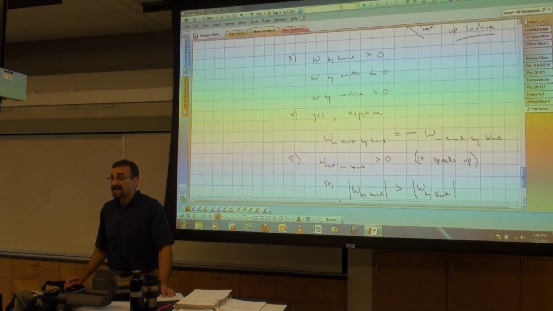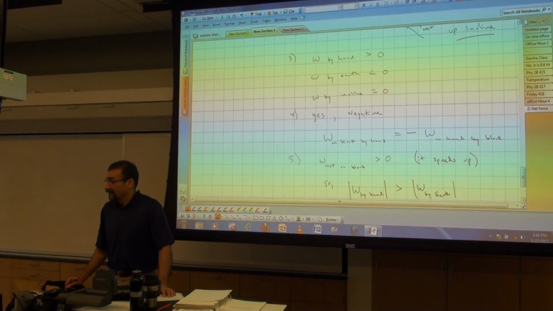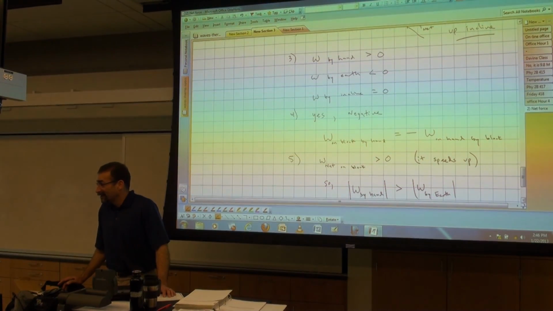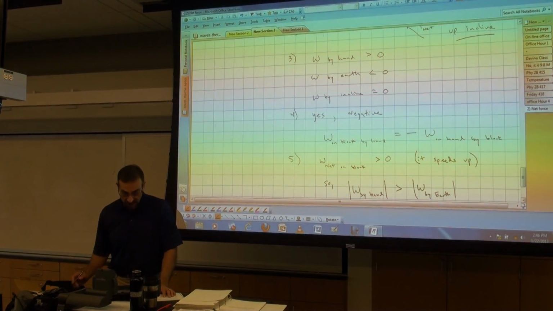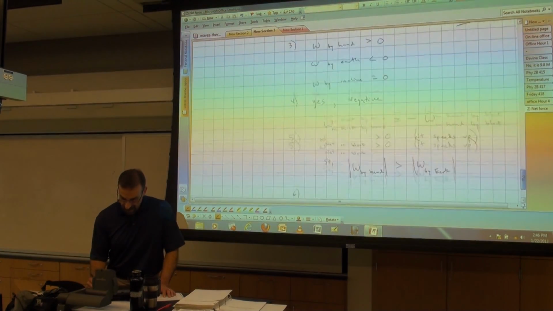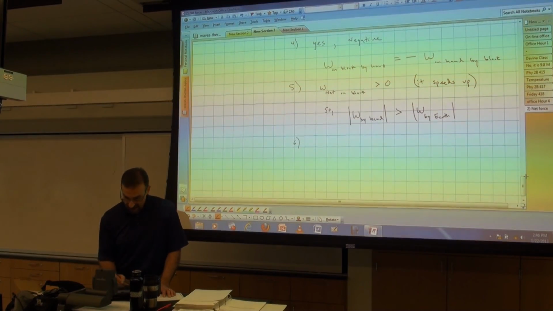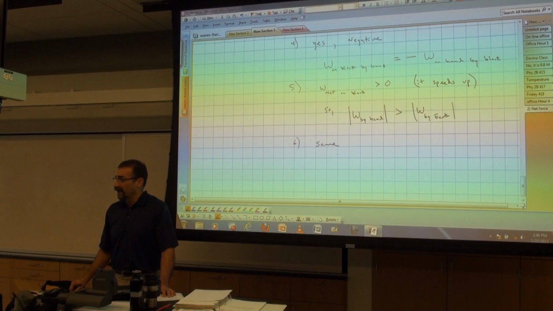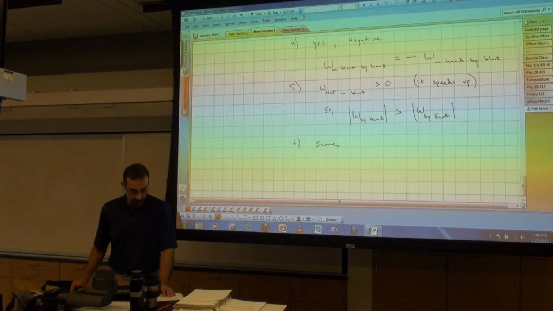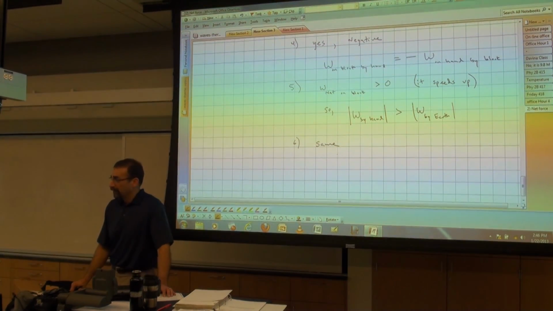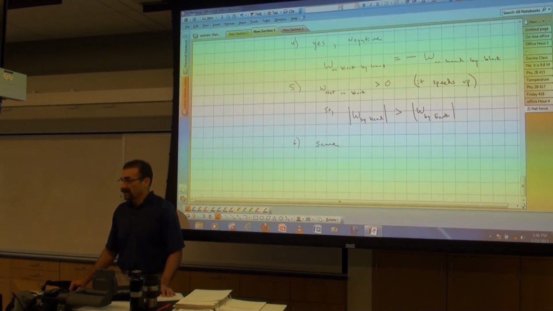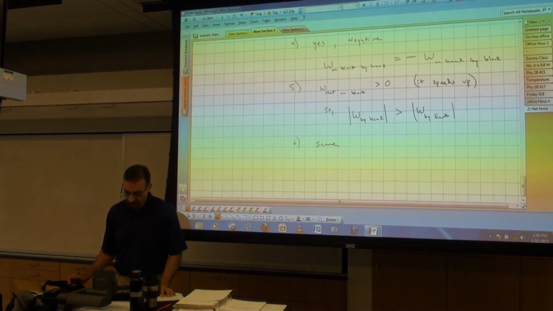Isn't it still positive? Still positive. It's just less now, right? The hand's not pushing quite as hard. Still positive. Work done by gravity, still negative. Work done by the incline, still 0. So they would all be the same. The only difference is the work done by the hand would be equal to the magnitude of the work done by gravity, so that when you add them, one's positive, one's negative, you get 0.